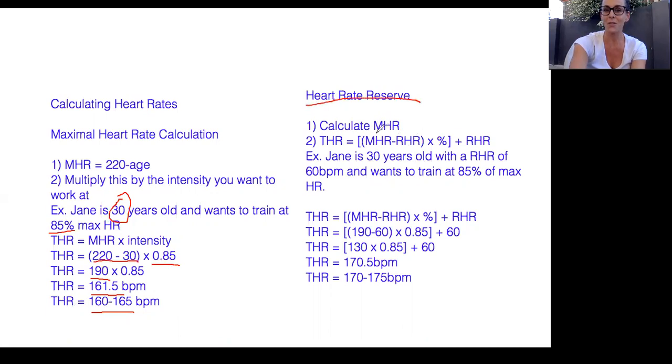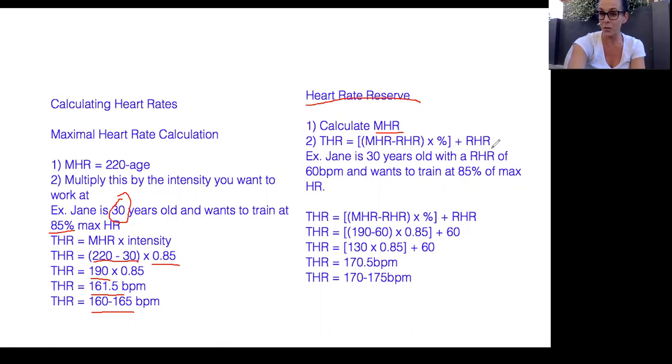So the first thing you do is calculate your maximal heart rate in exactly the same way as what we did the first time. So 220 minus your age. Now, this is where the calculation is a little bit more complicated. But if you follow it step by step, just like a math equation, you'll be right. This is the equation. Target heart rate is equal to maximal heart rate minus the resting heart rate times the percentage that you want to work at, and then you add the resting heart rate back on again.